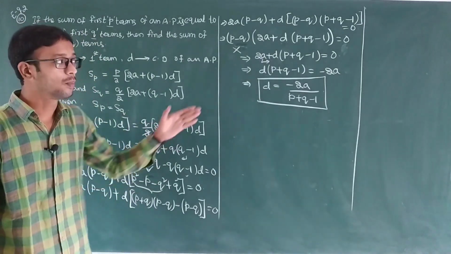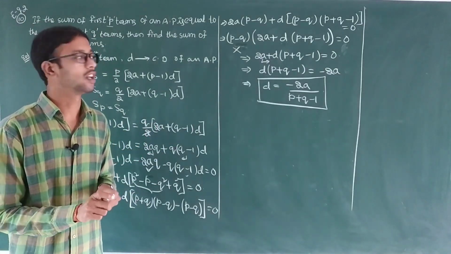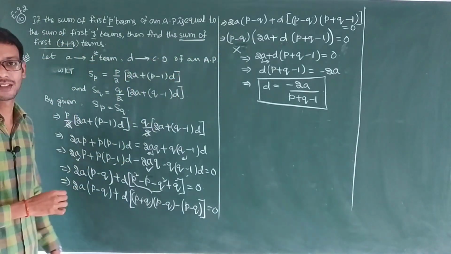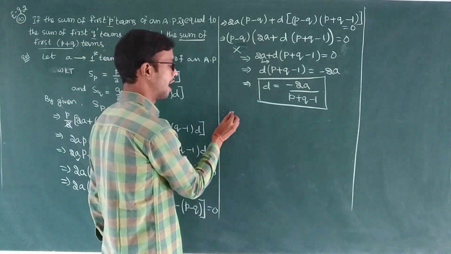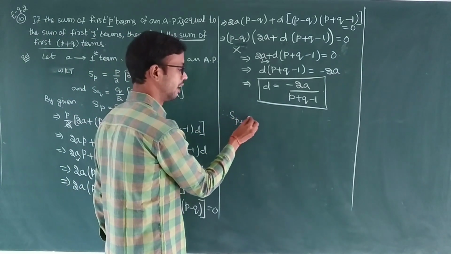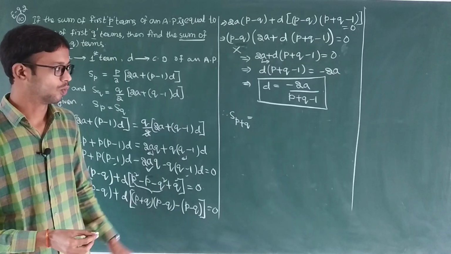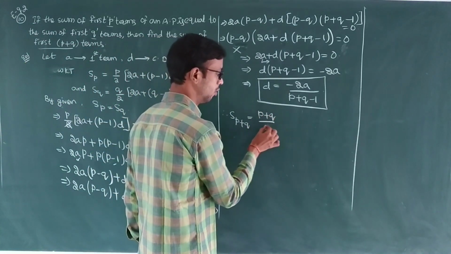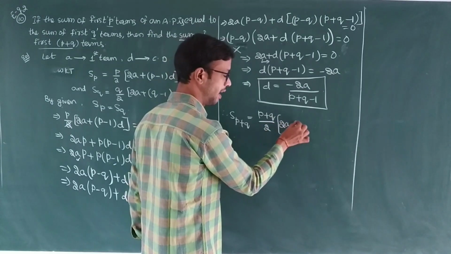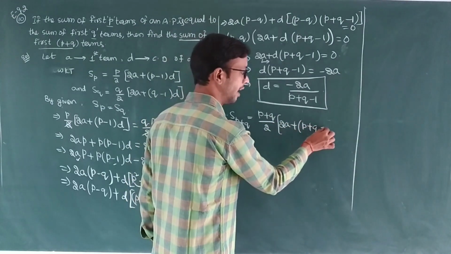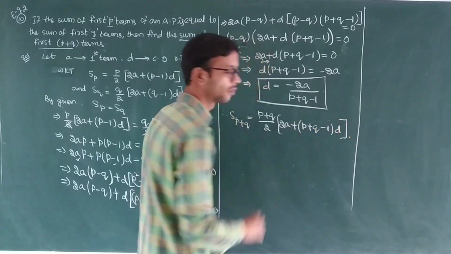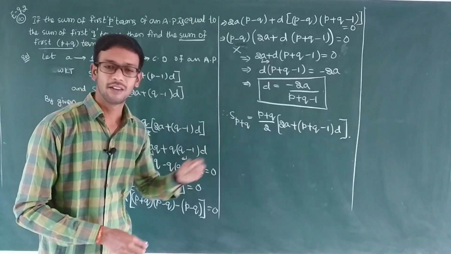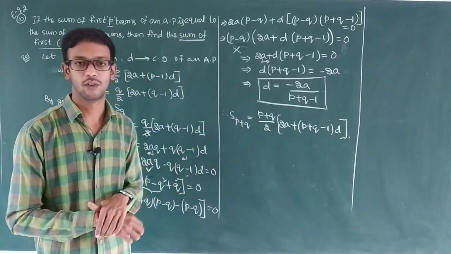By this total simplification, what did we get? The D value. Now what we have to find is the sum of the first P plus Q terms. Therefore, the formula is S P plus Q, the Sn formula same to same: P plus Q by 2 into 2a plus P plus Q minus 1 into D. A is the first term, D is the common difference, and N is P plus Q. So N is P plus Q, we have to write.